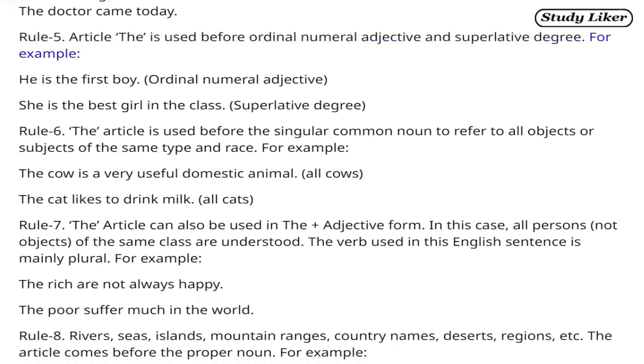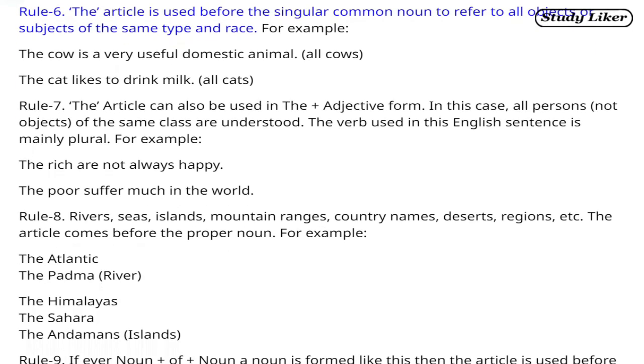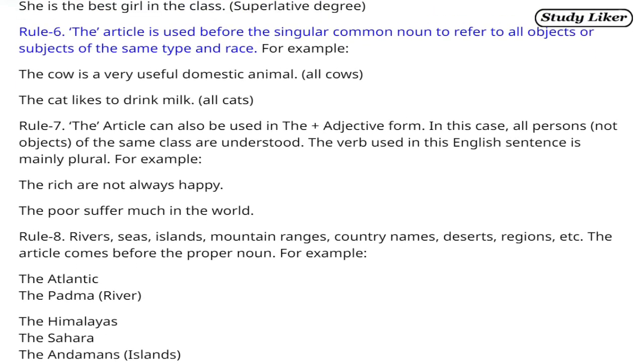For example, he is the first boy. Ordinal numeral adjective. She is the best girl in the class. Superlative degree. Rule 6. The article is used before the singular common noun to refer to all objects or subjects of the same type and race. For example, the cow is a very useful domestic animal.